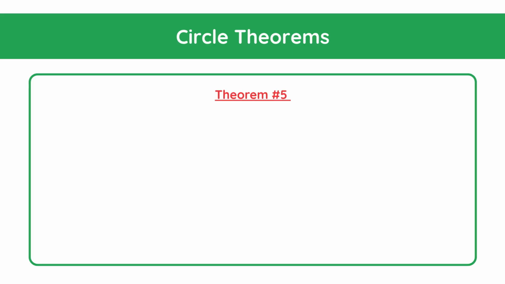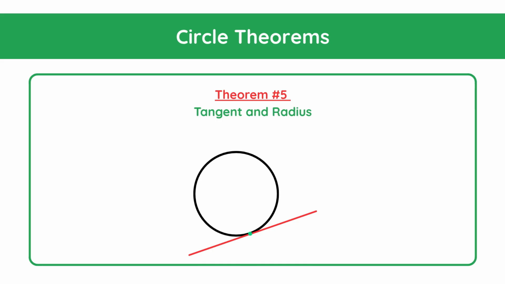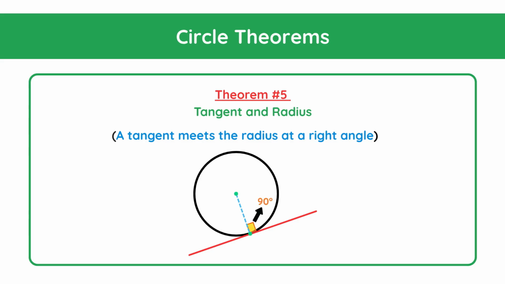We are now on the fifth theorem, and this one is about the tangent. Remember, a tangent is a line that just touches the circle at exactly one point and doesn't cross it. The rule is beautifully simple. A tangent meets the radius at a right angle. That's it. That's the whole rule. At the point where a tangent touches the circle, if you draw the radius to that exact point, the angle between the tangent and the radius will always be 90 degrees.